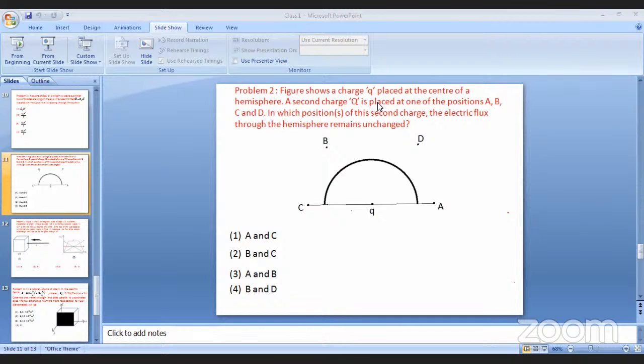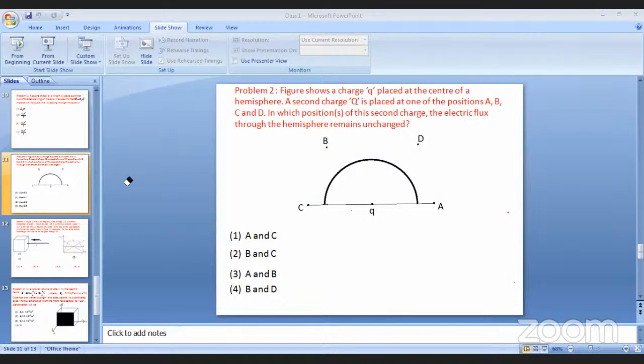So this is how you need to understand this problem. So the correct option is the first one, option A and C, right.